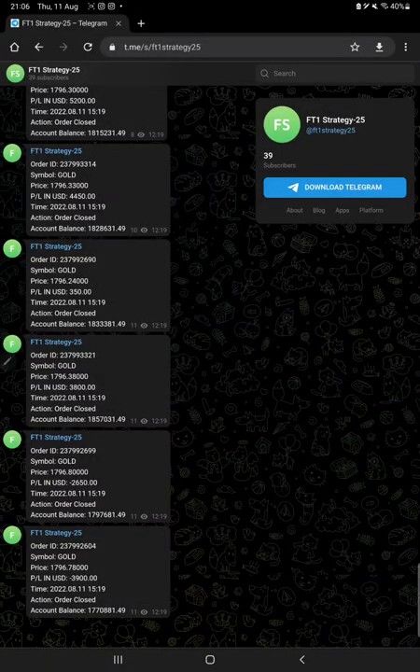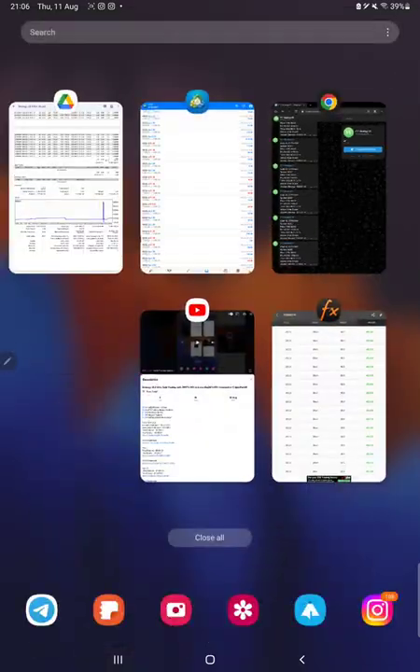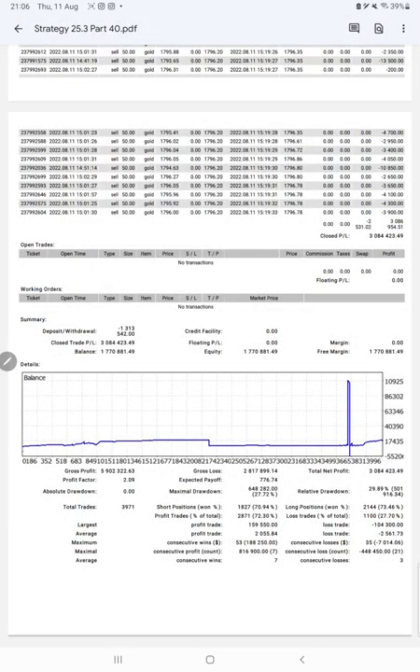Also, MT4 is connected to Telegram on the FT1 Strategy 25 Telegram channel. So each and every trade as per their order ID, you can verify how much profit and loss we have booked and at what time we have placed the trade. Also, we have the trading account statistics from the statement.